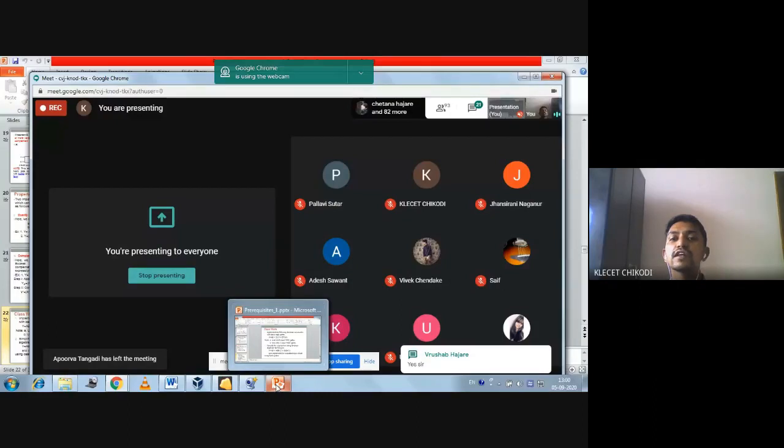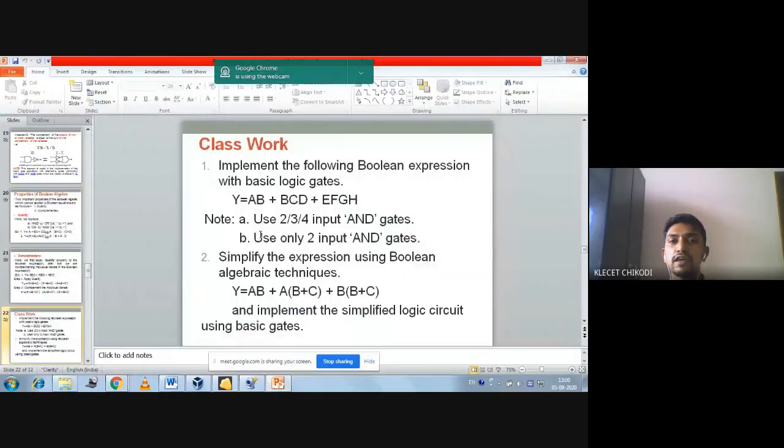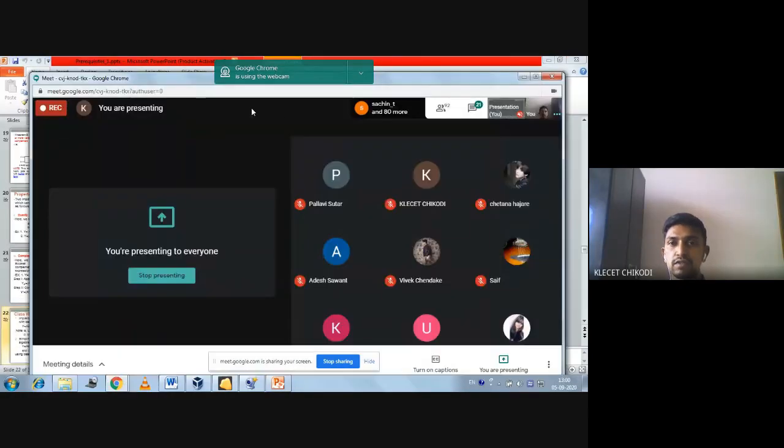Show me the circuit diagram of this one. First question A. That is use 2, 3 or 4 input AND gates, and you have to draw the circuit for this. Okay. Please start your video and show me that.